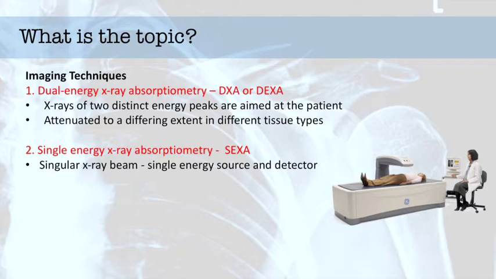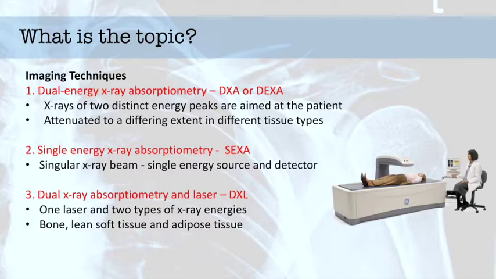We also have single energy X-ray absorptiometry. This is where a singular X-ray beam is used to measure bone density at peripheral sites. There is a single energy source and detector, and it's only limited to peripheral sites due to the need to submerge tissue in water.